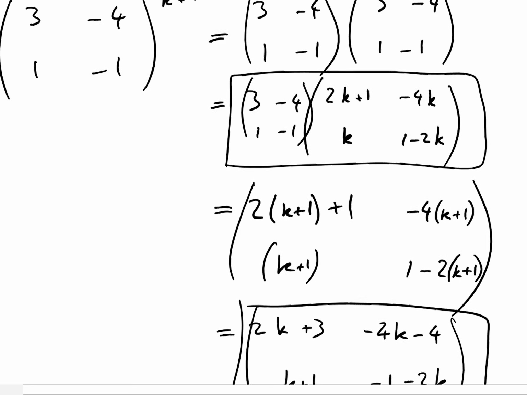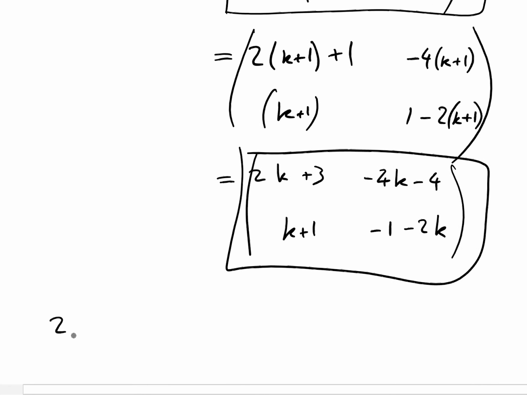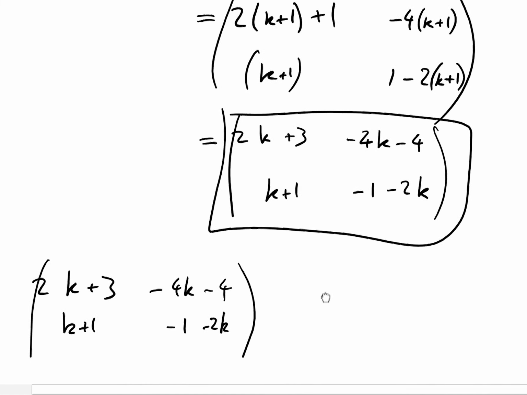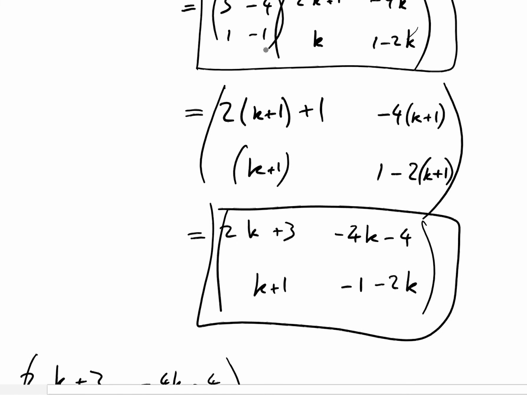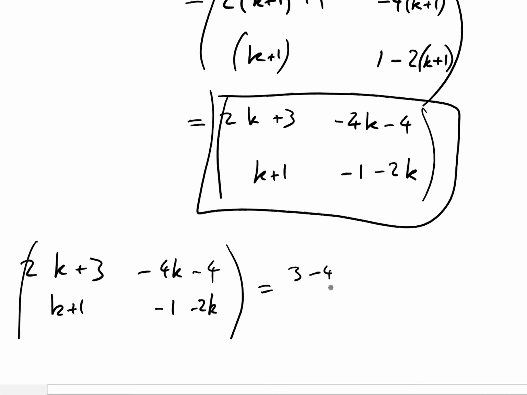So we basically need to multiply this matrix out here, and we need to make sure that it is equal to this thing here. So in other words, 2k plus 3, minus 4k minus 4, k plus 1, 1 minus 1 minus 2k. So that matrix there has got to be equal to this matrix up here, this matrix up here multiplied out. So 3 minus 4, minus 4, 1 minus 1 times by, what have we got, 2k plus 1, minus 4k, k, 1 minus 2k.